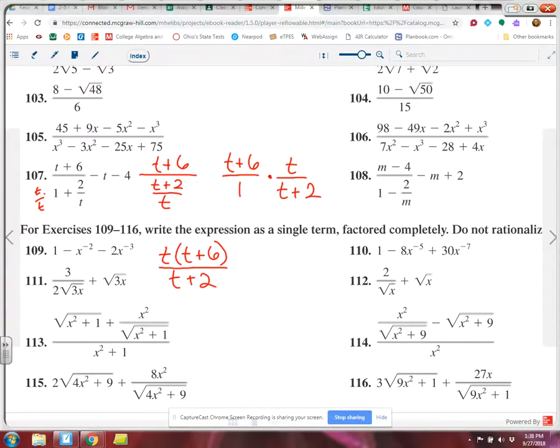Then we're going to flip the bottom and multiply. Nothing cancels out though, right? So now it looks like this. But remember, that's only this first portion. We still have to subtract t, and we still have to subtract 4. So now what? LCD for all of them.